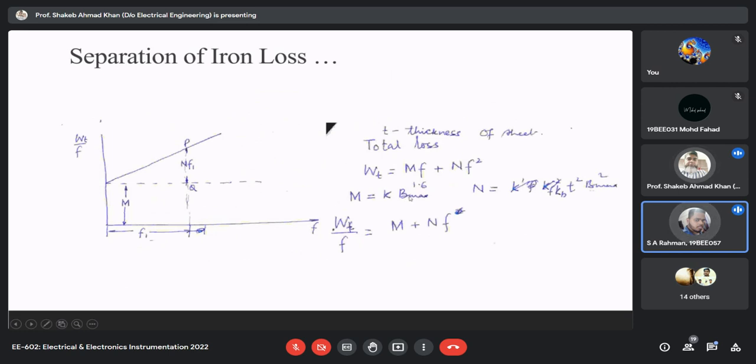OK sir, thank you. It is written, yes sir, also. OK. You see, m is equal to this, n is equal to this. It is written also. OK sir, thank you.